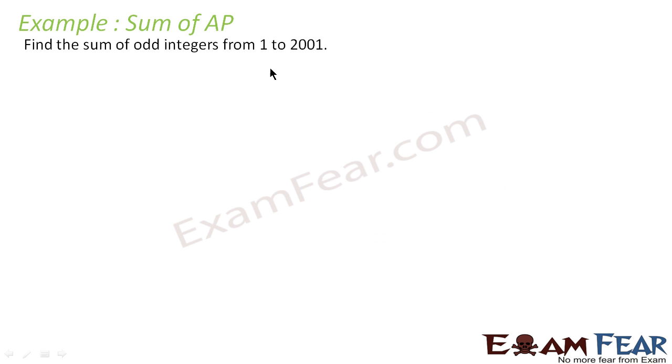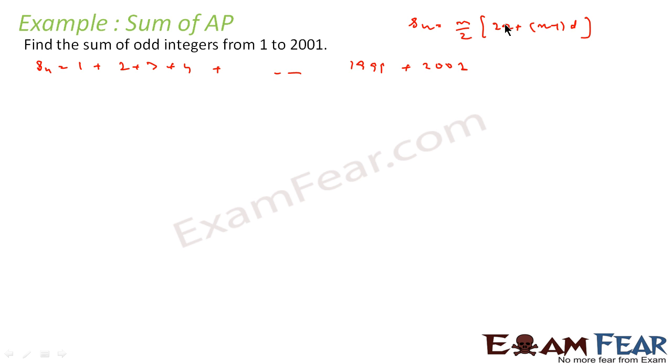Here we have to find the sum of odd integers from 1 to 2001. So I'll write Sn is equal to 1 plus 3 plus 5 plus ... 1999 plus 2001. We have to find this. We know that Sn is nothing but n by 2 into 2a plus n minus 1 d. So if we know a, d and n, we get the value.